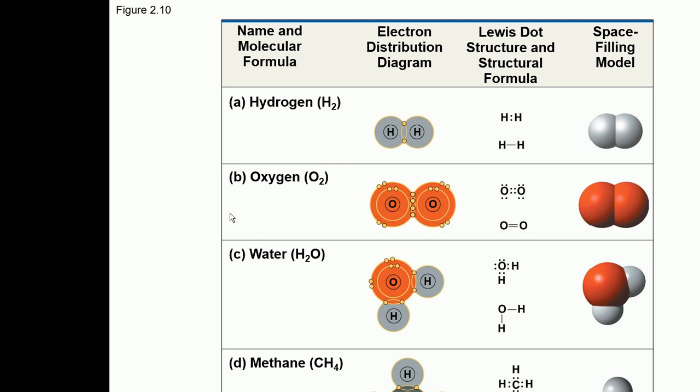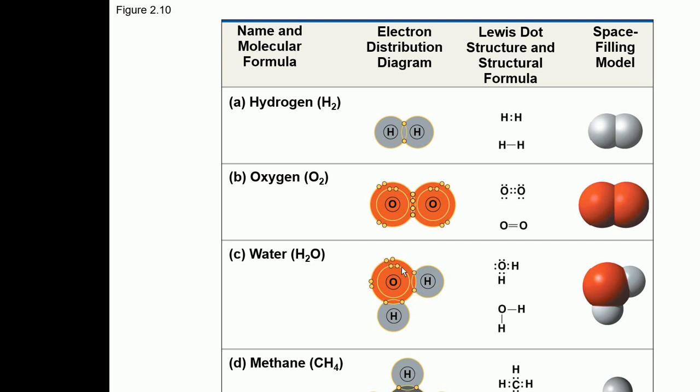Similarly here, water. Water has one oxygen and two hydrogens. So oxygen needs how many electrons? 2 electrons. And each hydrogen needs 1 electron. So this hydrogen shares 1 electron with this oxygen, and this hydrogen shares 1 electron with this oxygen. So that results in the formation of a single bond here and a single bond here. So this is the way water is.